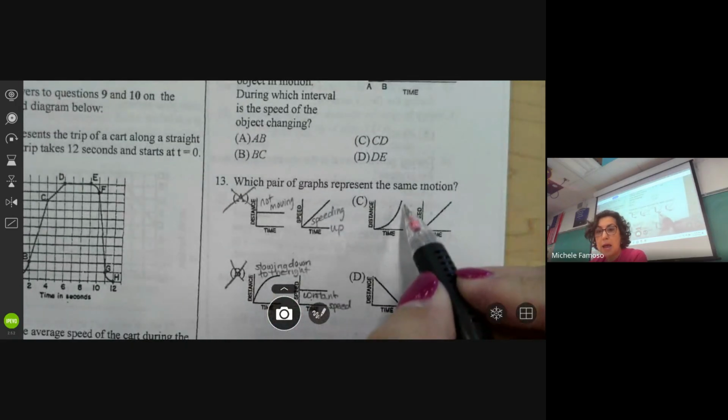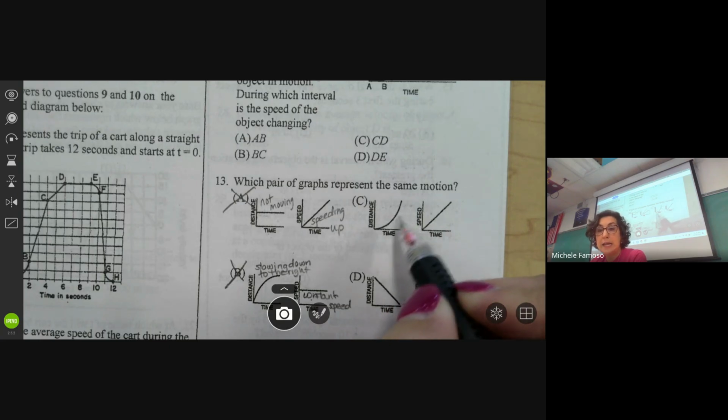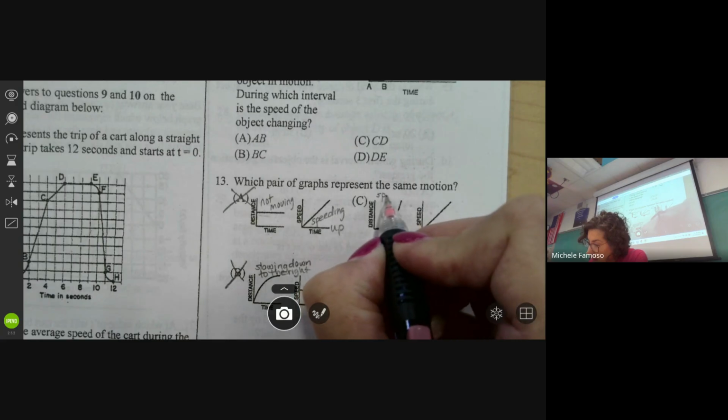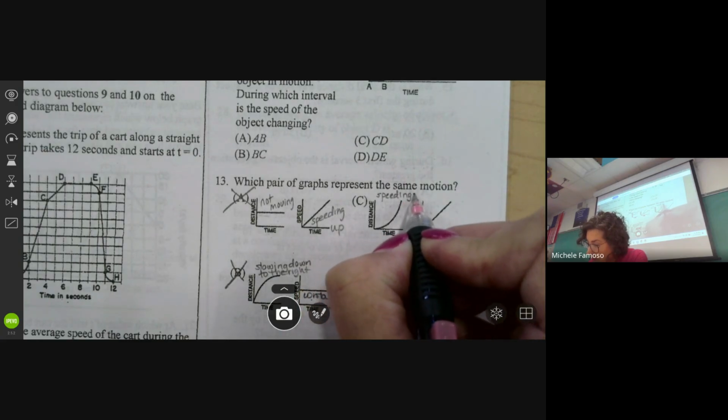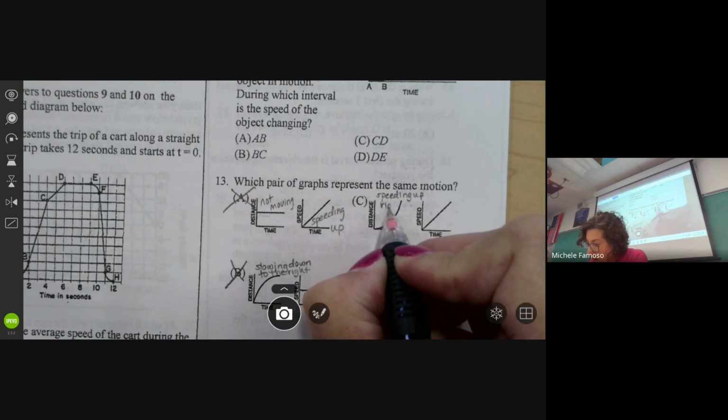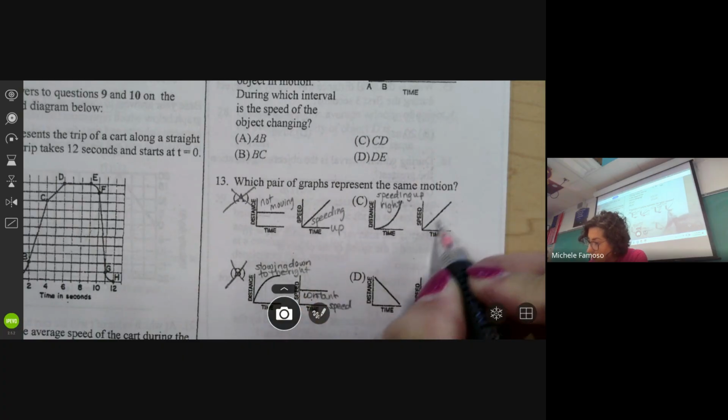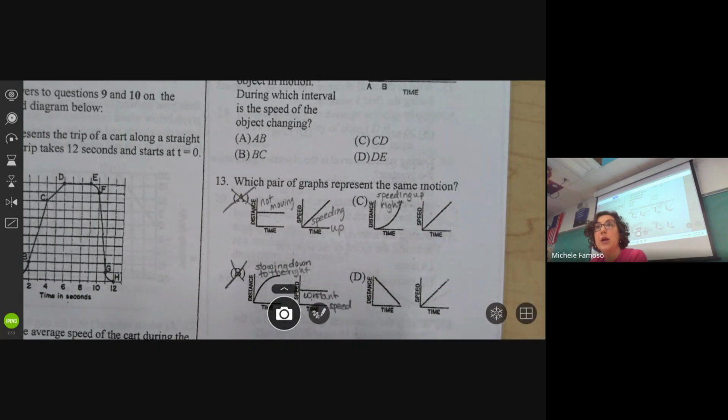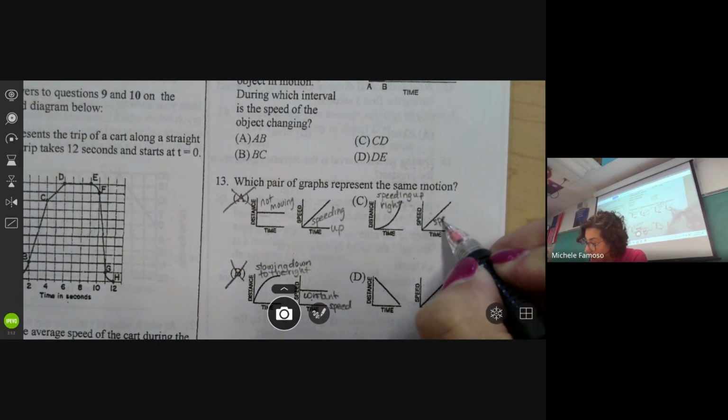C shows a parabola, which is going up, which means I'm traveling to the right, and it's getting steeper. So this one means I am speeding up as I go to the right. This one shows that the speed is getting bigger and bigger and bigger as time goes on. So this is also speeding up.